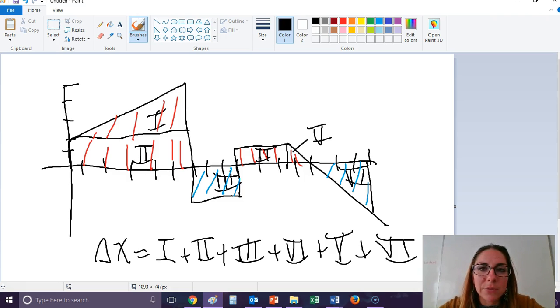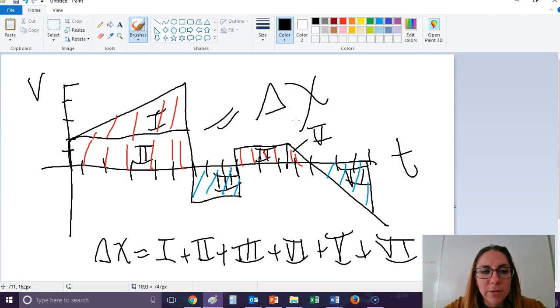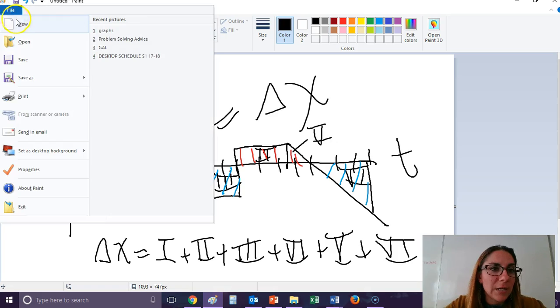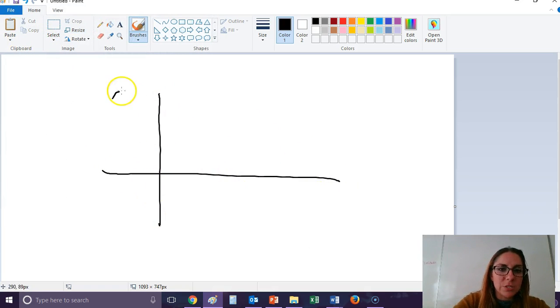I will definitely put a question like this in your test to see that you picked up on this concept. So using the area, of course, we're looking at velocity versus time. This all solves for displacement. Now, if I change the axes to acceleration in time, it would solve for velocity. And same rules apply.